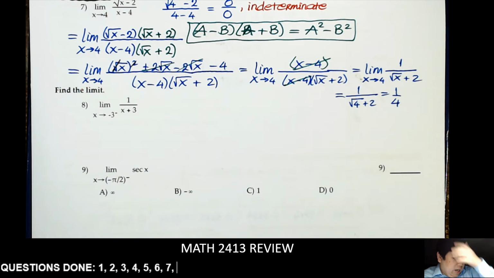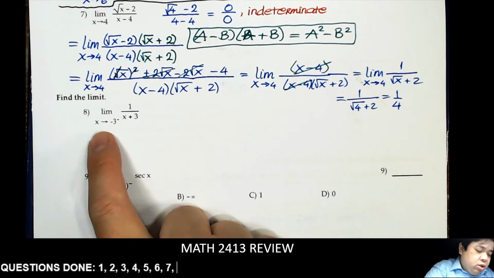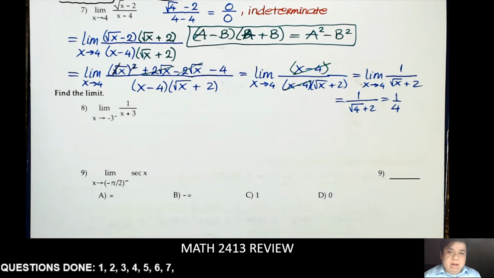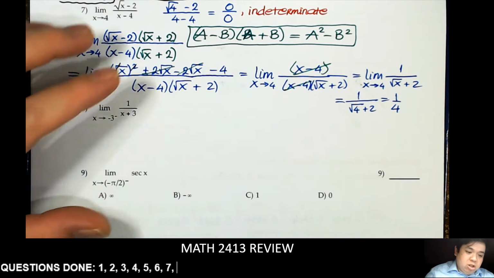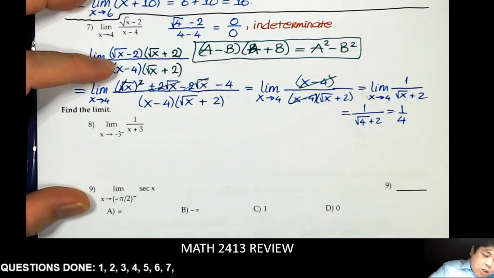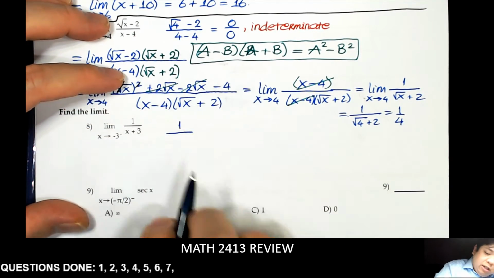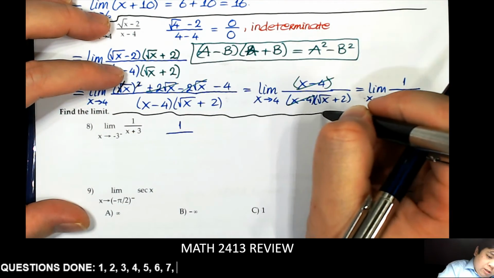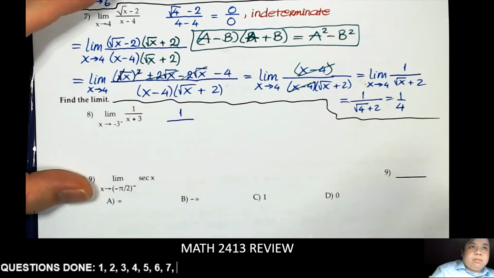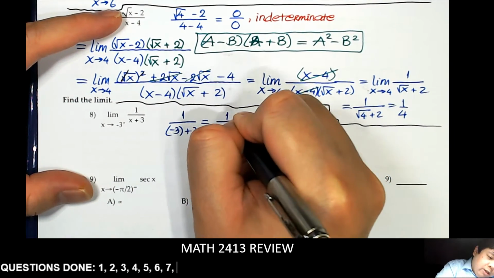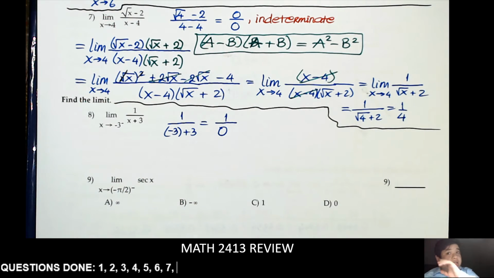Right. 8 and 9. I'm just going to do 9. So what we do is we just put in the numbers. If it is 0 in the denominator, then we have to worry about whether it is on the right side or the left side. Actually, I think I'm just going to do both. So if I put negative 3 in here, we have 1 on the top. Negative 3 plus 3, so we have 1 over 0. If it is 0, then we have to worry about whether it is on the right side of 0 or on the left side of 0.